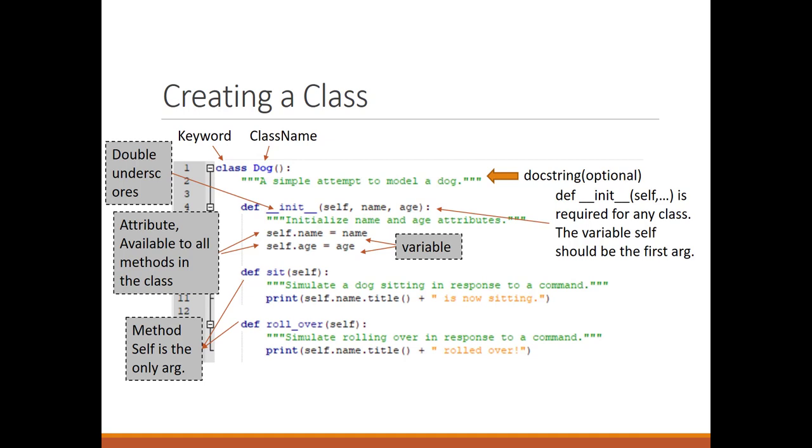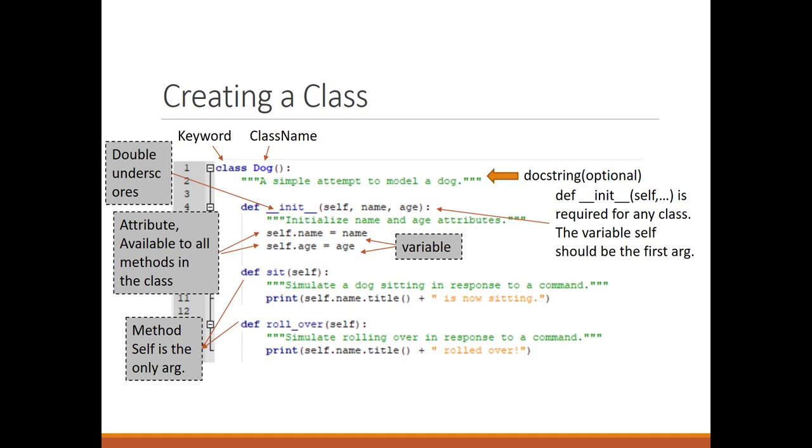Now, here we have self.name equal to name. That means we are assigning the variable name to something called an attribute. So self.name is the attribute of the class dog, and we are assigning the variable name to this attribute. So we are creating the attribute of the class dog. And then also, we are doing the same for the variable age. So we are almost done with the defining of the class.